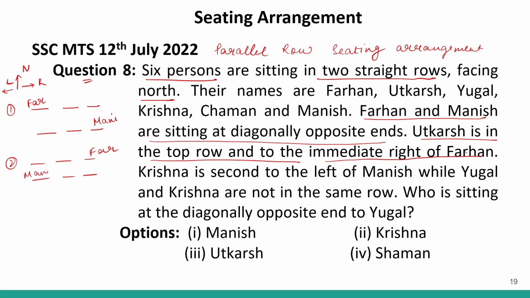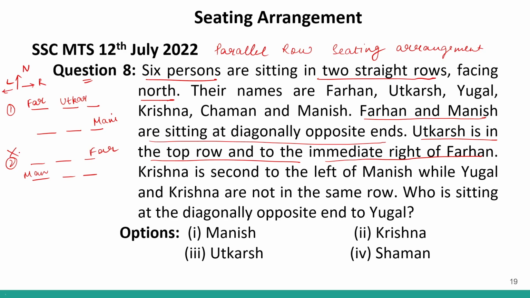Utkarsh is in the top row, immediate right of Farhan. So, immediate right means Utkarsh will be over here. In this possibility, can I say that Utkarsh is to the right of Farhan? No, because in this possibility, we do not have any position right of Farhan. Therefore, this is the incorrect one.